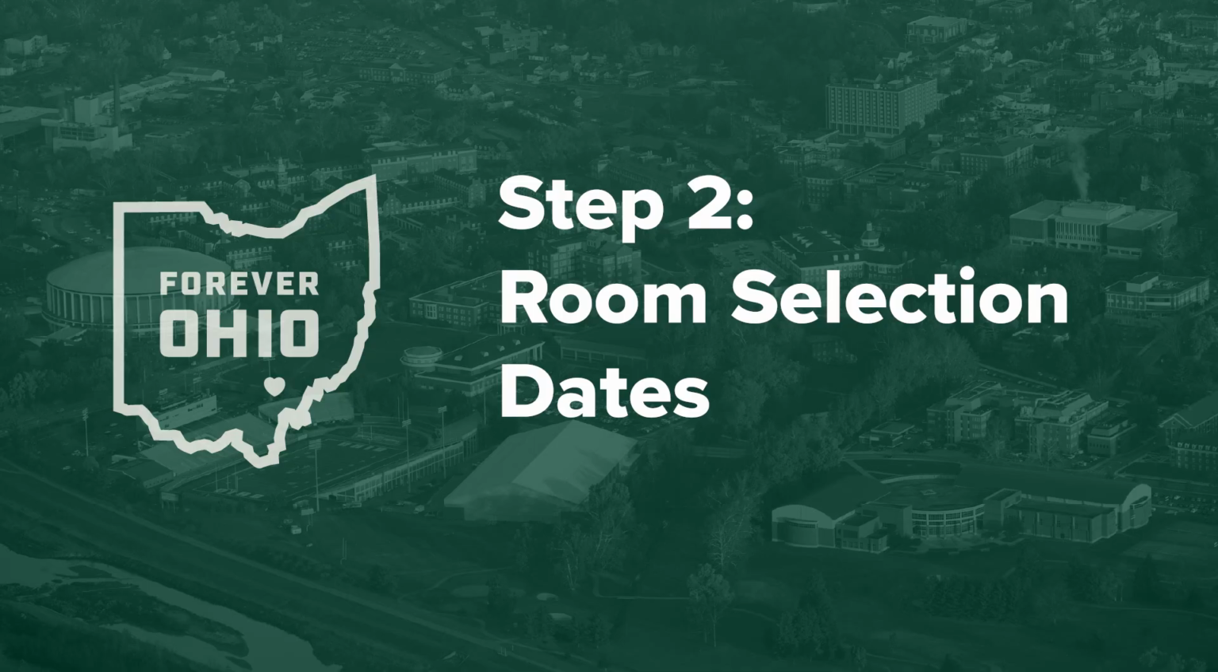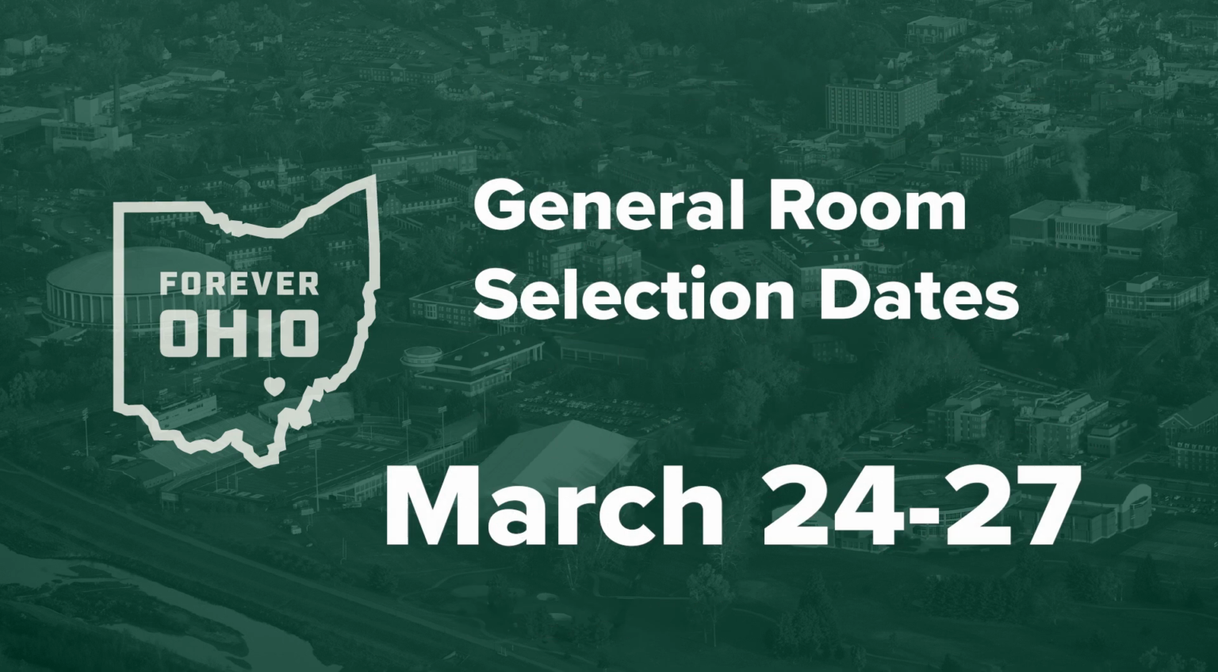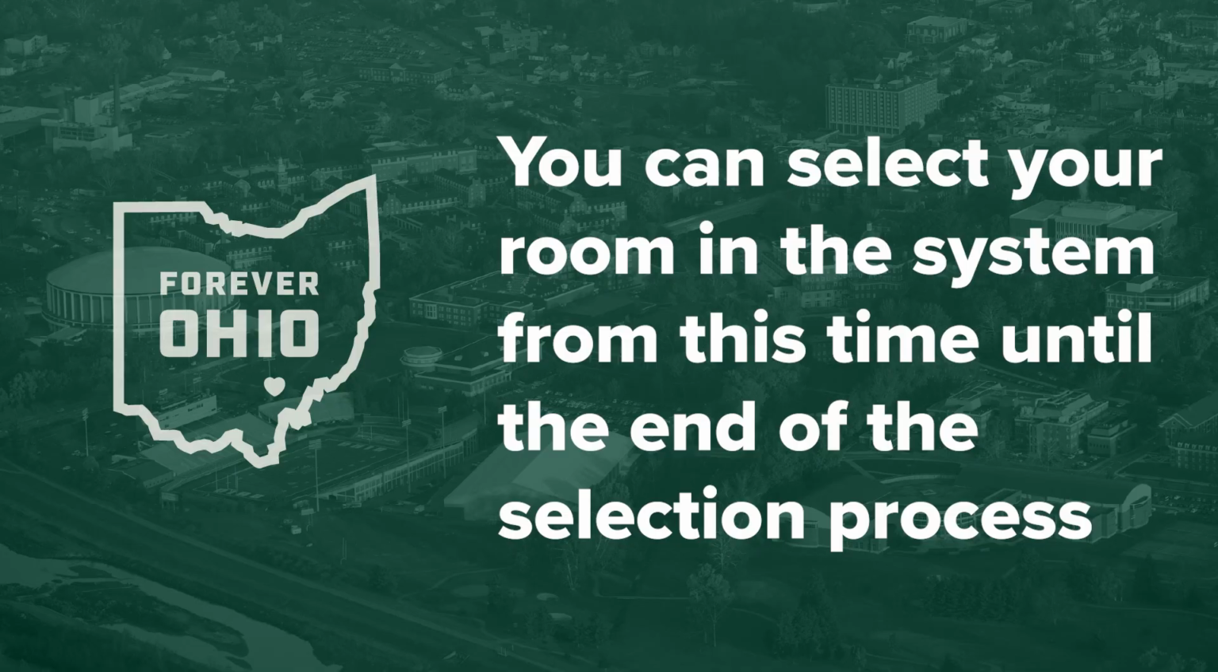Step 2. Room selection dates. If you complete the contract by the deadline, you'll receive a selection time for the general room selection process. The general room selection process is scheduled for the dates below. You will receive your selection time before the start of room selection. You can select your room in the system from this time to the end of the selection process.